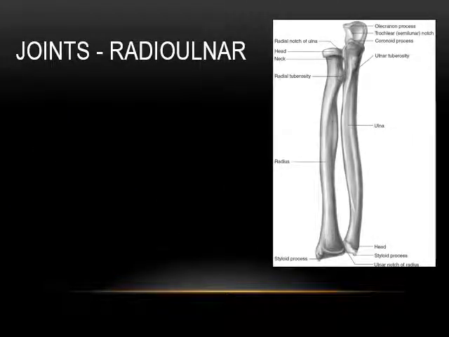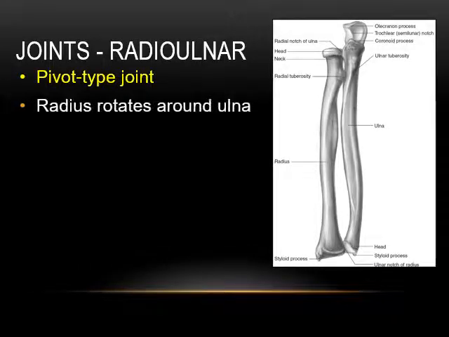So here we're at the radioulnar joint. Now you have both a proximal and distal radioulnar joint. It's a pivot type joint. The radius rotates around the ulna. So when you pronate and supinate, those are the motions that this joint does.